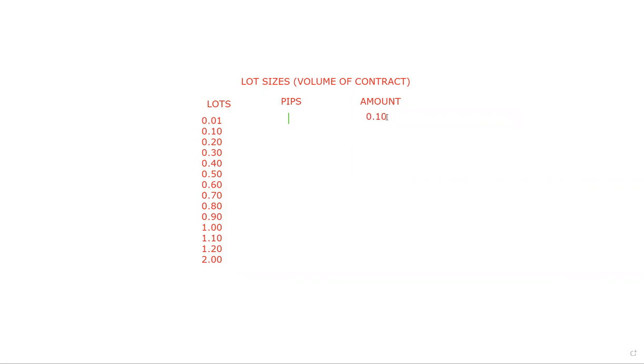So 0.10 will be called 10 cents. You often don't call the zero. So 0.10 means 10 cents. So if it goes 2 pips, that will be 0.20 cents or 20 cents if you put it. If it goes 3 pips, that will be 30 cents. 4 pips will be 40 cents.